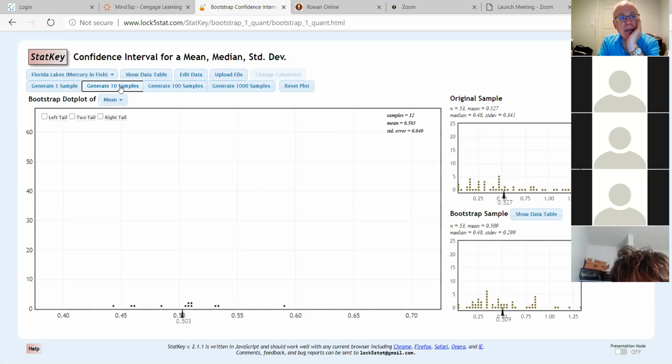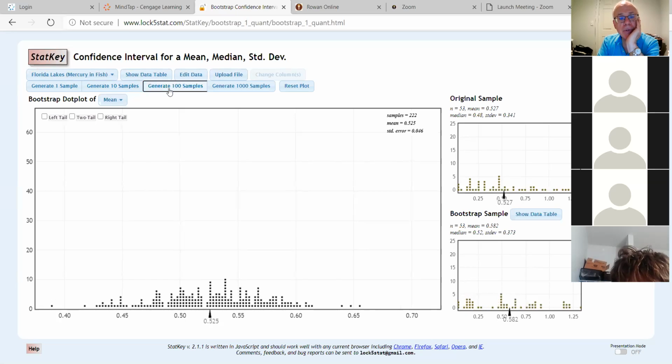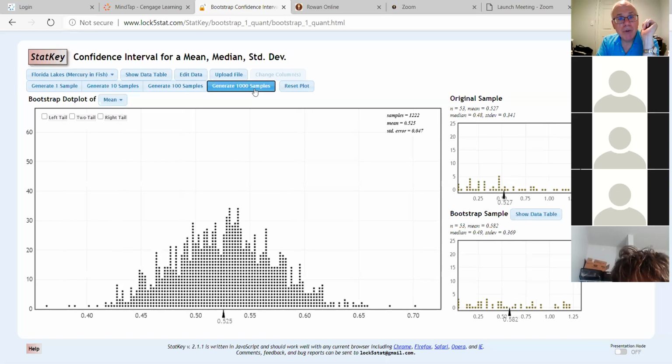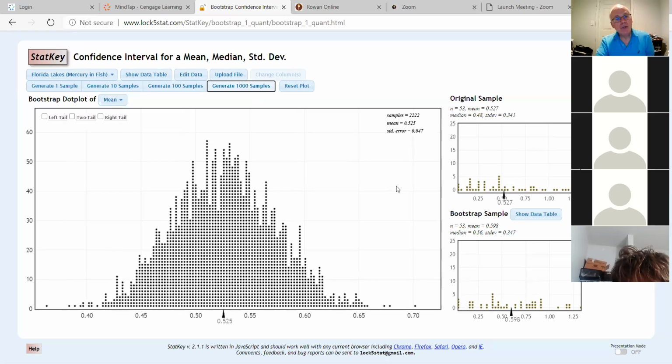Another 10 samples, another 100 samples, maybe 200 samples now. You can see the plot here of the distribution of these 220 samples starting to look like a normal bell-shaped curve, right? And let's choose 1,000 more, maybe 2,000 more. So now we have 2,222 samples that we've chosen.